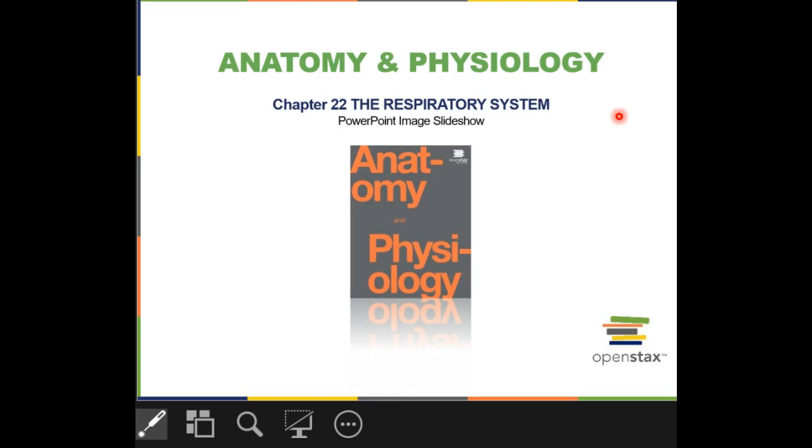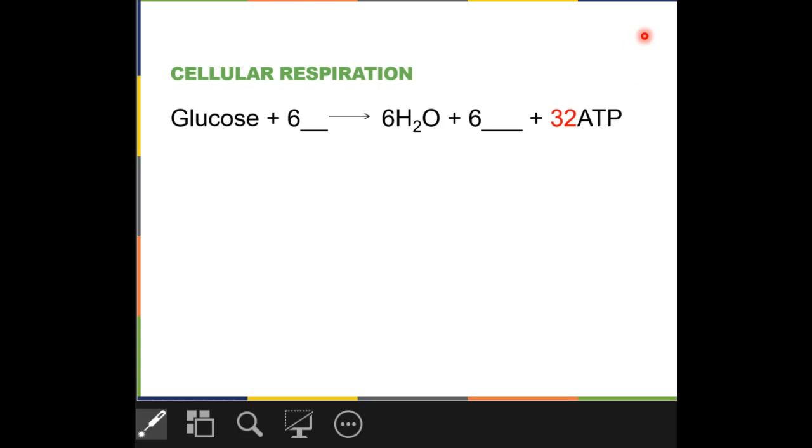So respiratory system, first thing we want to do is revisit this equation on cellular respiration. You may recall from Anatomy and Physiology 1 that your body burns glucose and uses the energy from glucose to make ATP. Now, if you are going to burn something, what gas is it that you need to burn? Right, this blank here then should be O2. And then your byproducts are water and CO2.